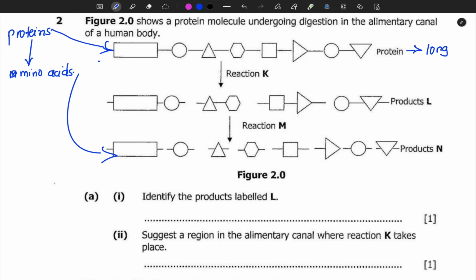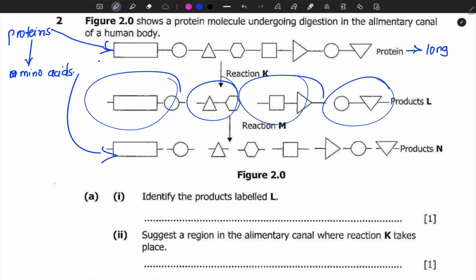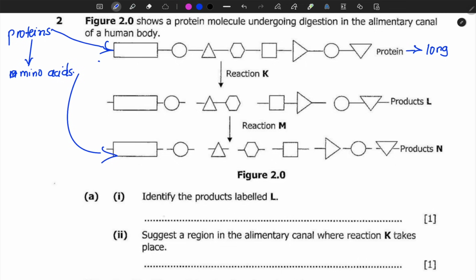Now, A1, we are asked to identify the product labeled L. When a protein breaks into two of these molecules, what is it called? When a protein breaks, it gives us what we call peptides. Since there is a 2, we can say dipeptide. So before amino acids, we have peptides. Since there is a 2, you add di, so that's where the di is coming from. It means 2.